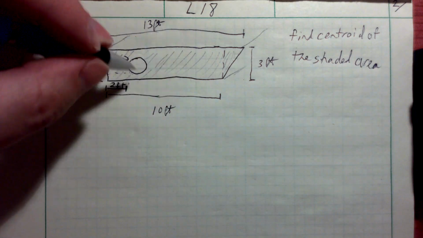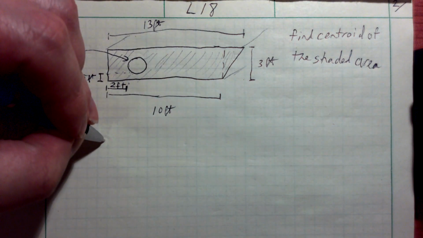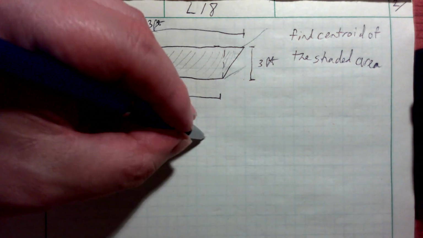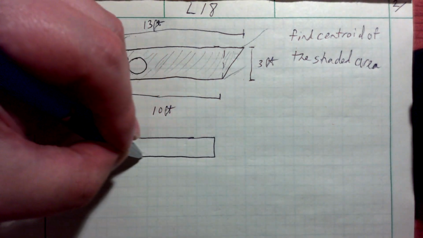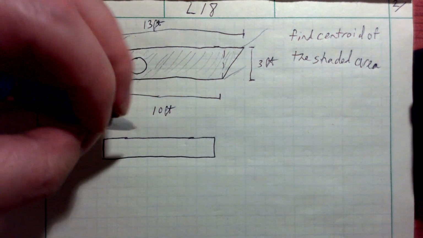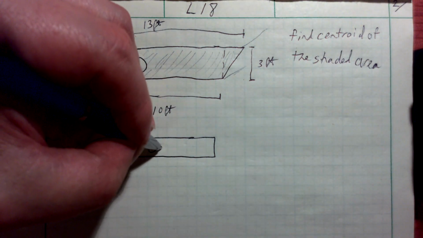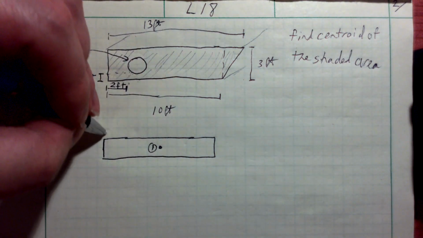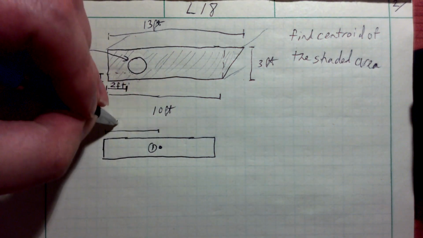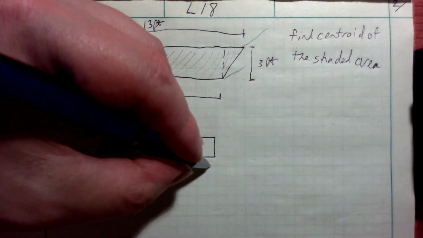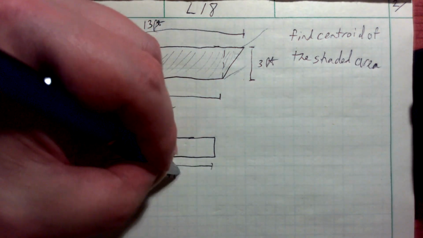So if I break this up into 3 shapes, as I was discussing, I'm going to first break it up into this rectangular area. And this rectangular area, we'll call it 1, and its center is just right there in the middle of it. It's a uniform shape. The center is going to be right there at 5 feet. Total span is 10 feet.